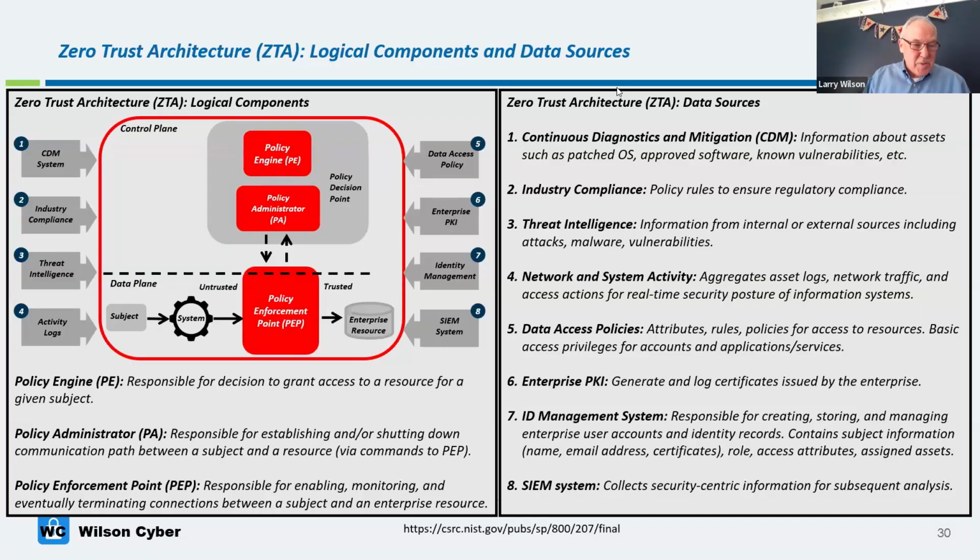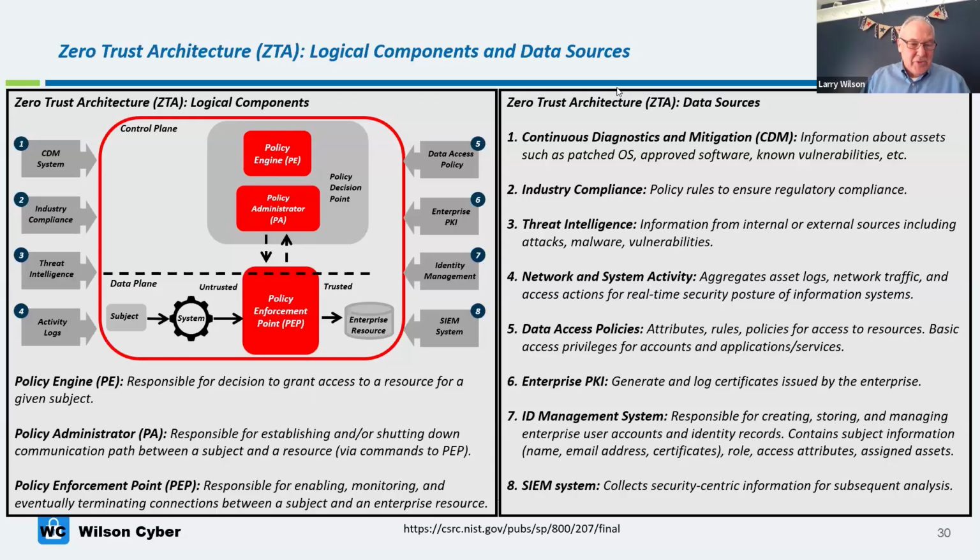The policy engine is responsible for the decision to grant access to a resource for a subject. So you see at the bottom under the data plane, the subject who connects to a system is requesting access to an enterprise resource. The policy engine up top makes that decision.